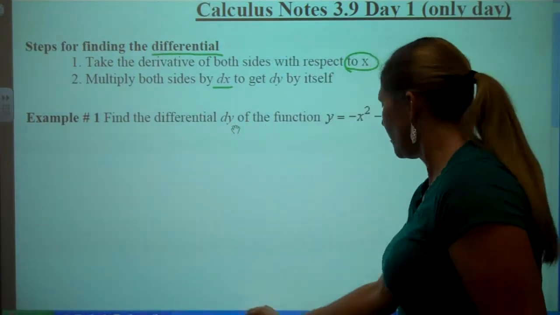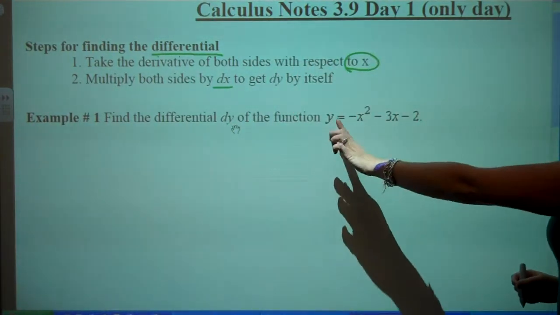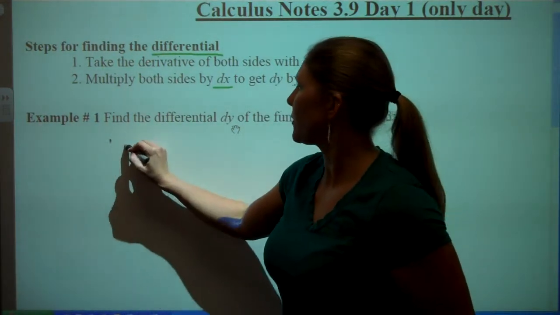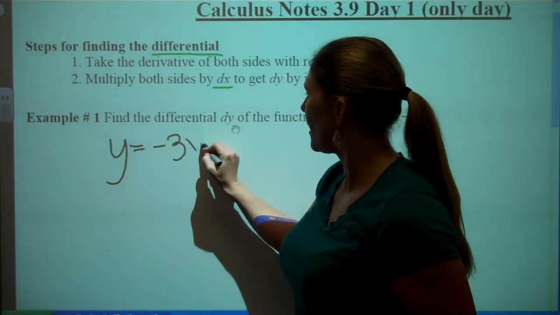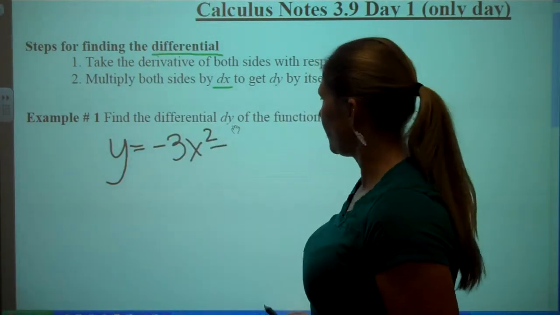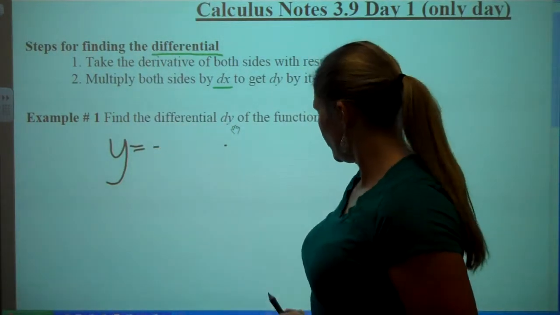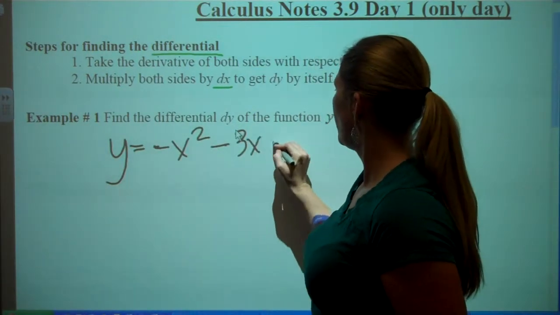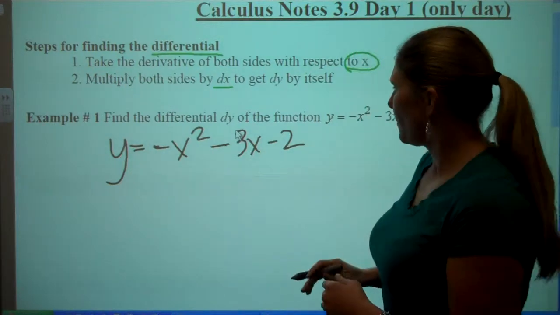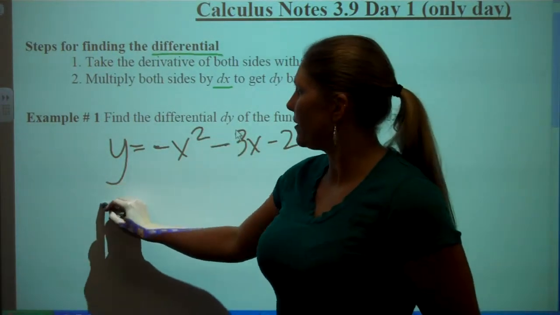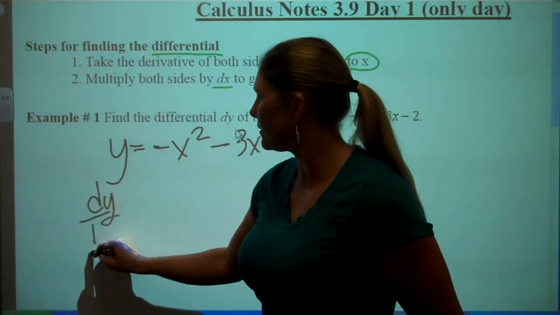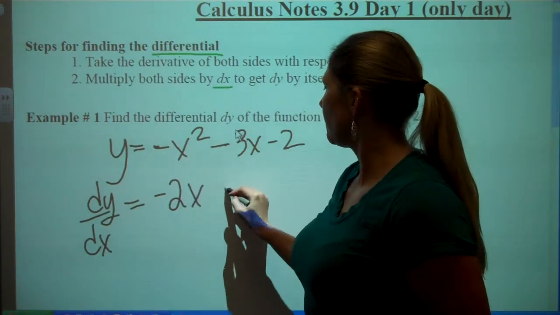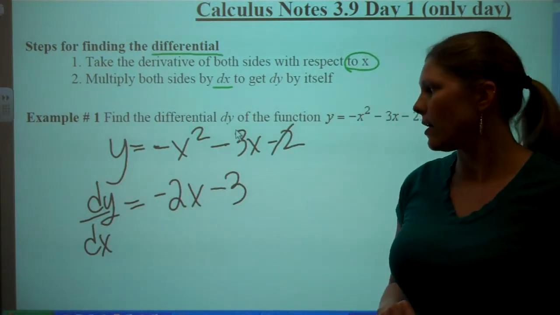So we have, hopefully you guys can see this, y equals negative x squared minus 3x minus 2. And what I'm going to do is go ahead and do the derivative. So dy dx equals negative 2x minus 3. That just goes away because it's a constant.